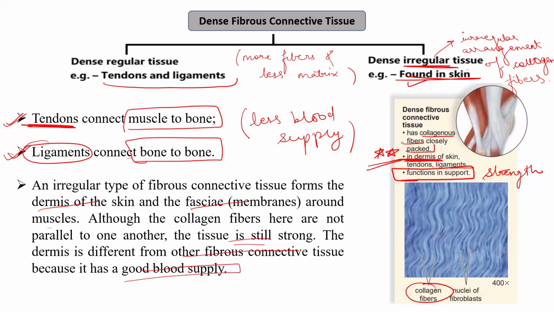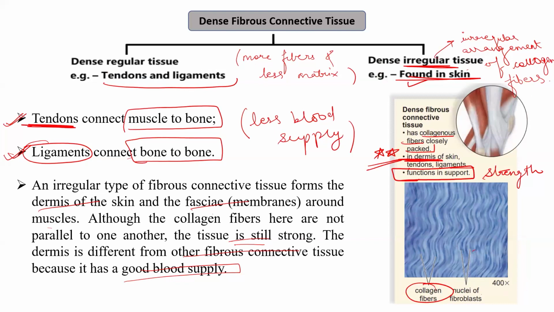So these connective tissues are irregular in nature. The collagen fibers are not arranged parallelly. However, despite the irregular arrangement of the collagen fibers, it has a great strength, and the dermis is different. Why is it different from the other types of fibrous connective tissue? Because of the rich blood supply, unlike the other types of fibrous connective tissue.